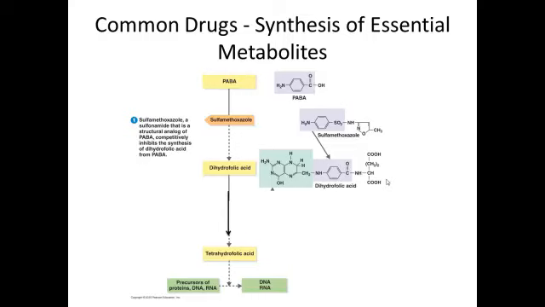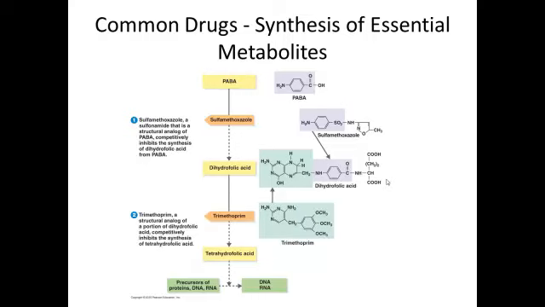Now, there's another drug, trimethoprim, that looks like it's a structural analog of this portion of dihydrofolic acid. So if the enzyme recognizes this portion, it goes in, it doesn't fit. Once again, it's got to spit it out. Both of these drugs inhibit the formation of dihydrofolic acid, which inhibits and kills bacteria.